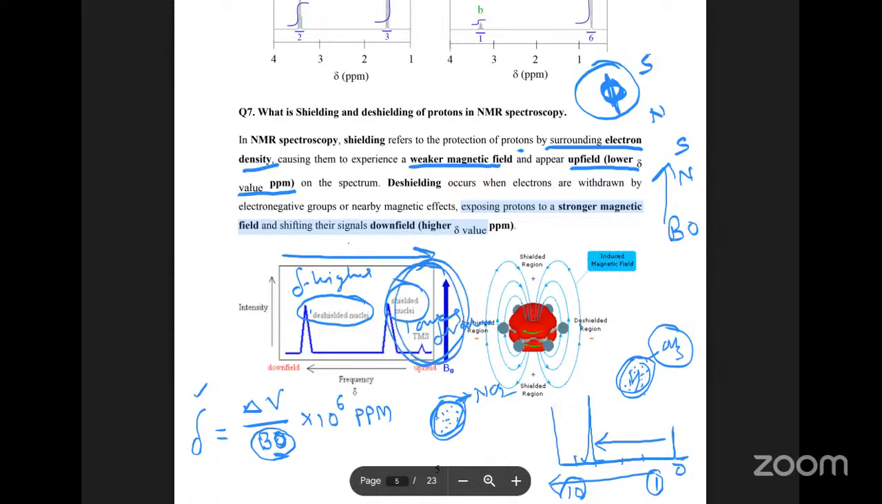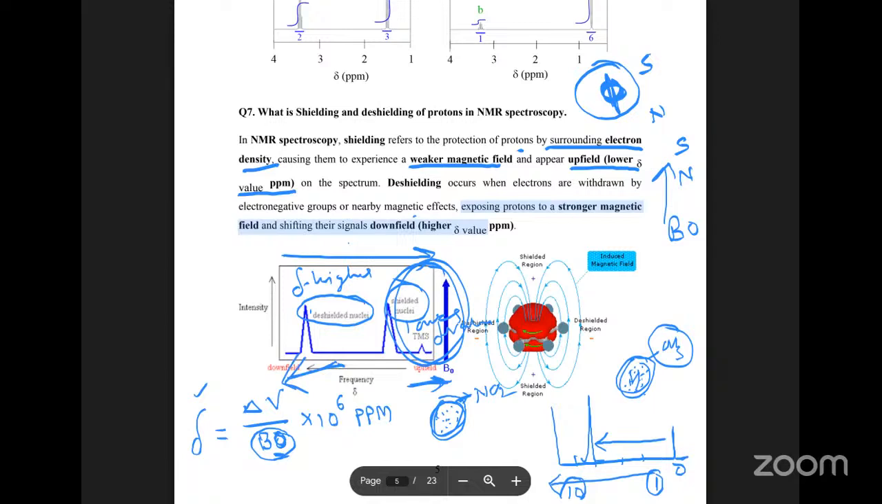Such protons we refer to as shielded ones. Now, deshielding occurs when the electrons are withdrawn by an electronegative group and by nearby magnetic effects, exposing protons to a stronger magnetic field. That means they are shifting toward the downfield. So this is downfield and this is upfield. Upfield means more magnetic field required. Downfield means less magnetic field required.